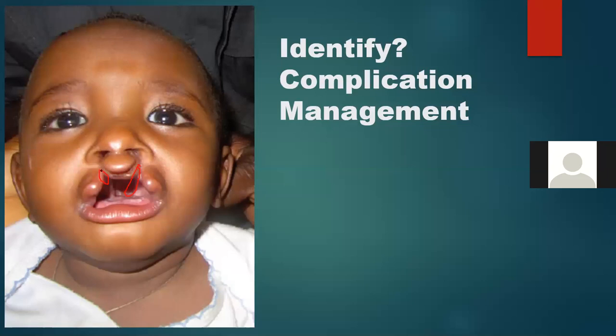So let us quickly go over cleft lip and palate again. The occurrence varies. The ratio at which each of them happens varies. Cleft palate alone, the occurrence is 25%. The occurrence of cleft lip alone is 25%. Both of them together occur in about 50%.